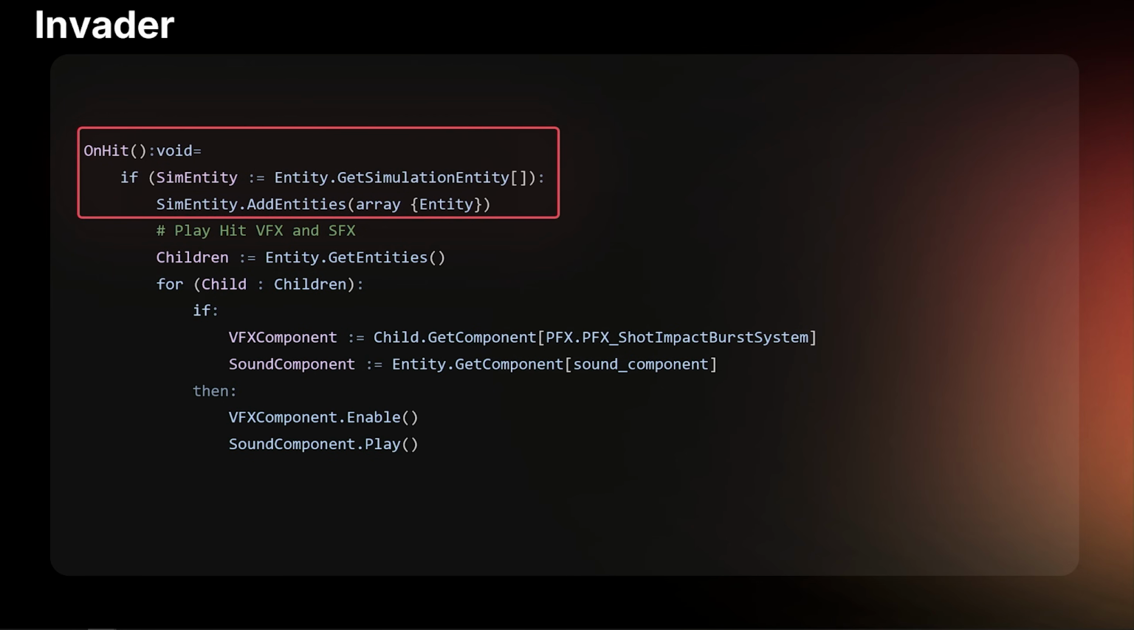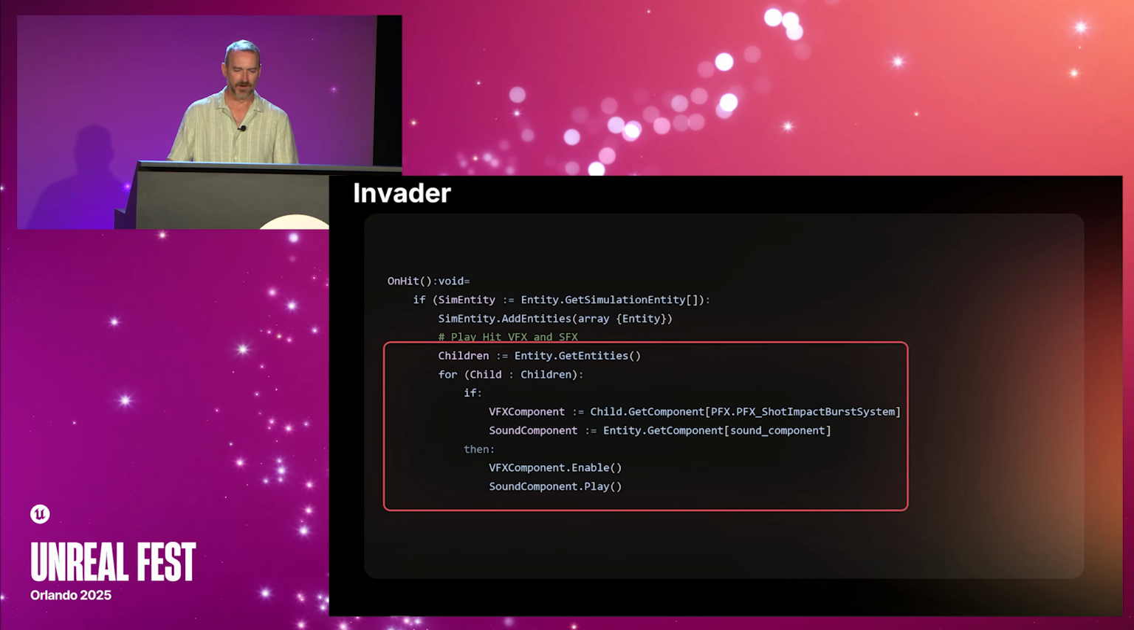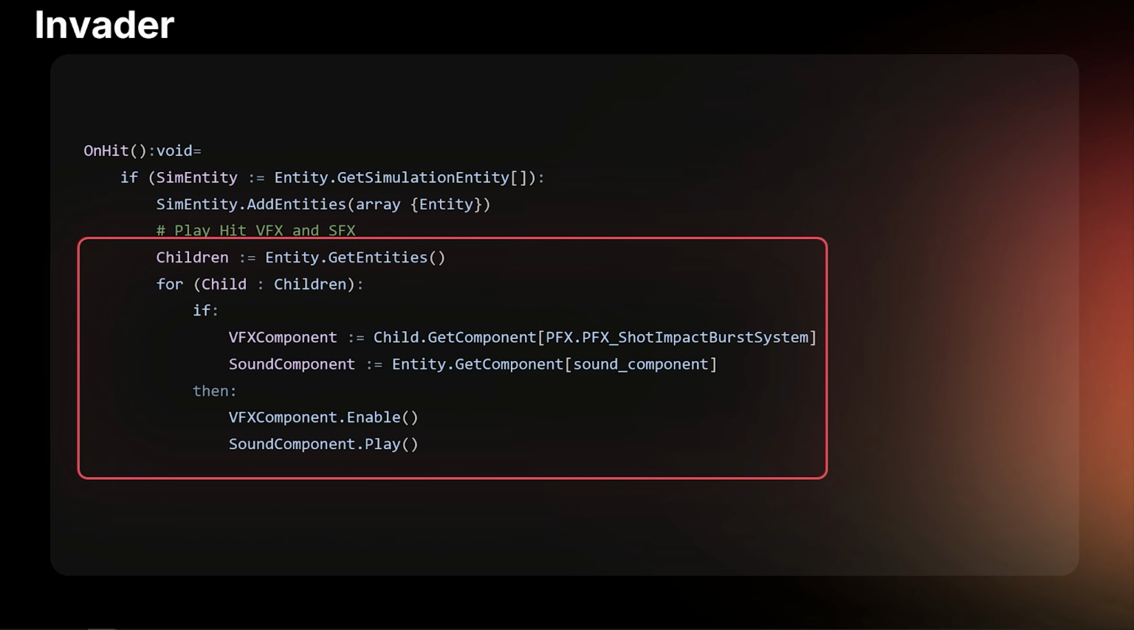We get the simulation entity, because now, instead of being a child of the invader manager, we need to reparent it to the simulation entity so we can animate it independently, so it will no longer march back and forth. It needs to animate falling to the ground. And then we get our VFX component and sound component, so you get some feedback when they're hit. They'll play a particle and they'll play a sound.